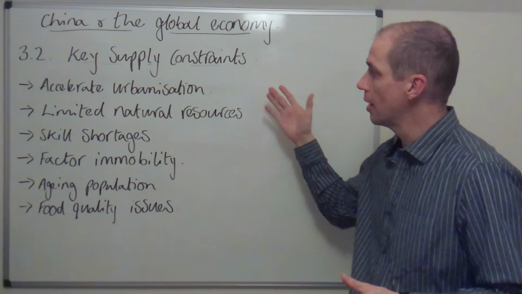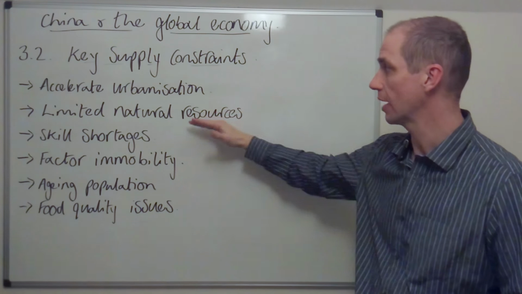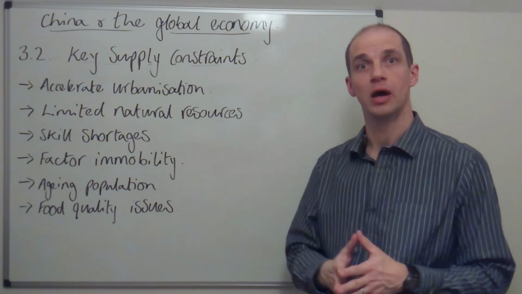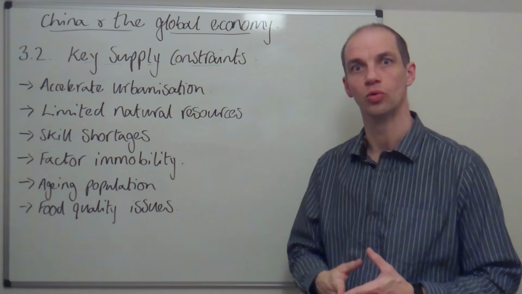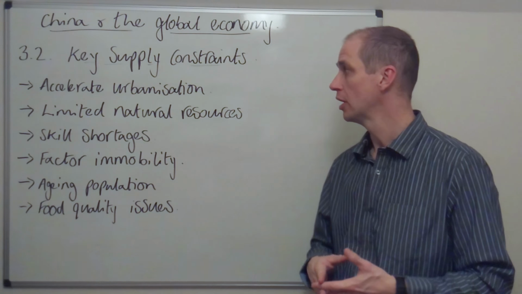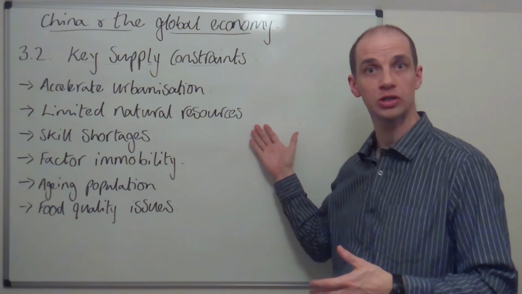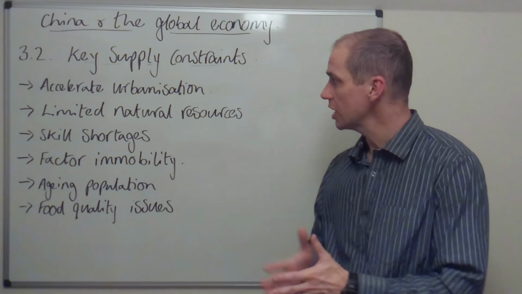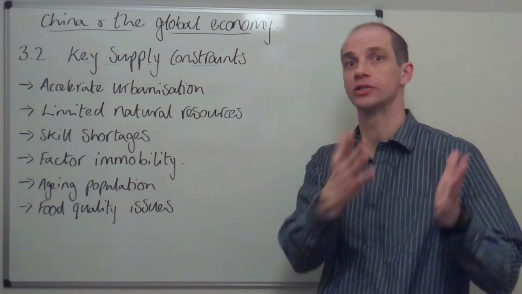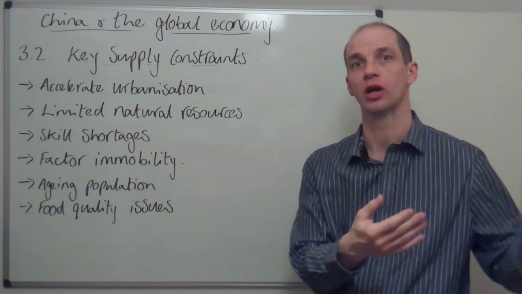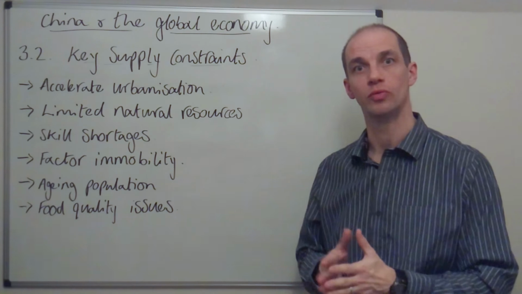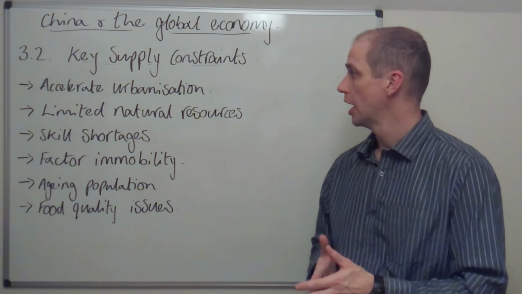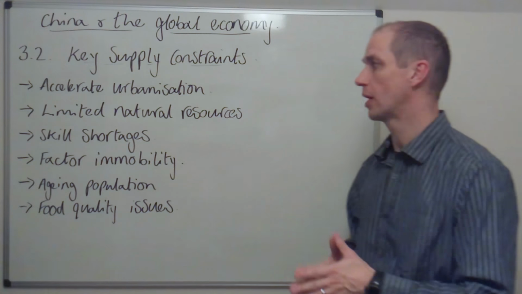Now, one of the ways in which they're trying to counter this supply side constraint is via the One Belt, One Road or Belt and Road initiative, which will help to actually improve their access to natural resources and commodities from as far afield as Africa, but at a closer range, Mongolia, Kazakhstan, and so on. So they're trying to address that one.